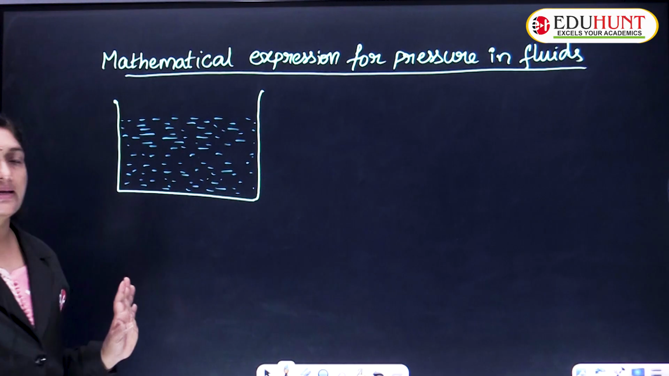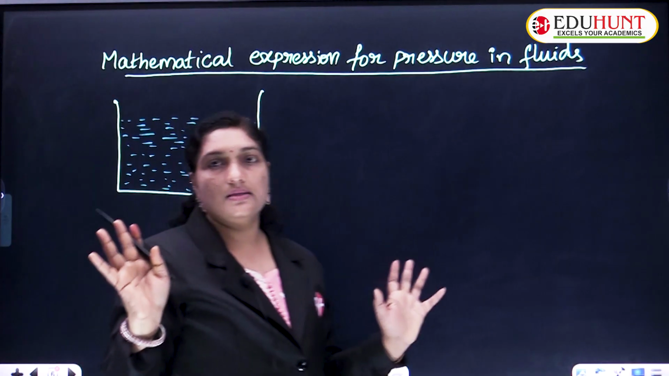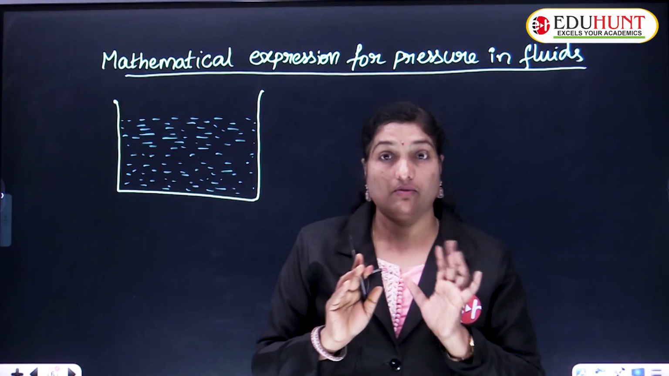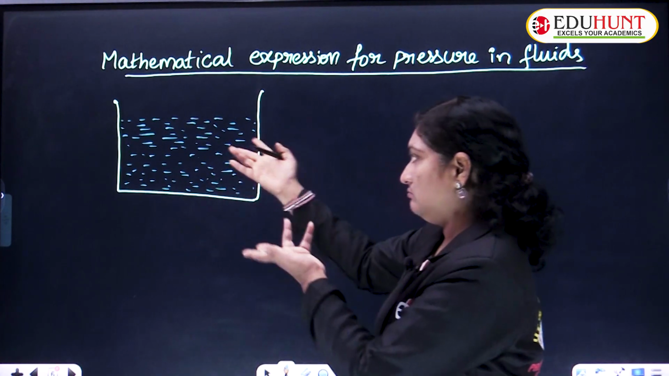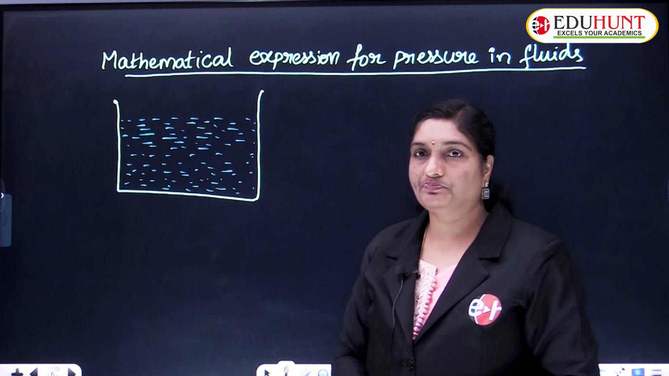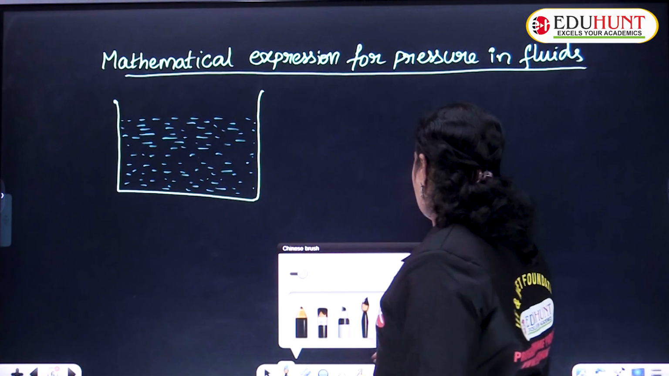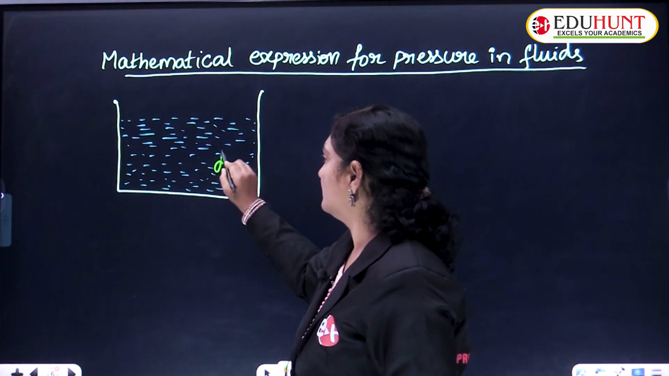No other element is clear. So what you have considered is a beaker with some water. No object is being kept. Let us consider that the density of this water be D.